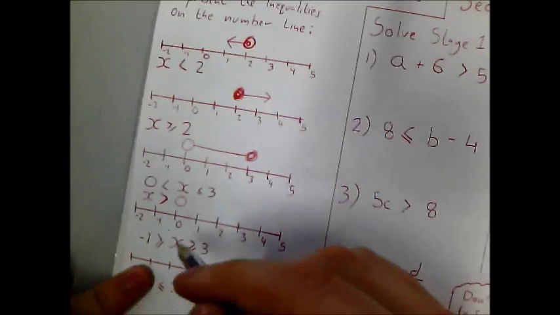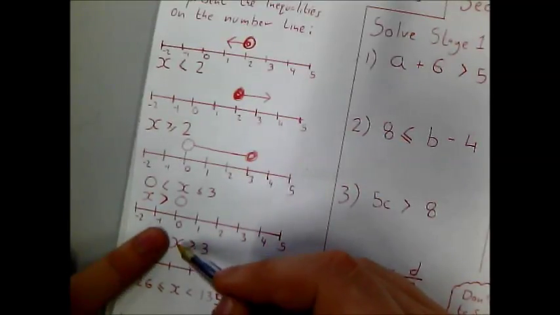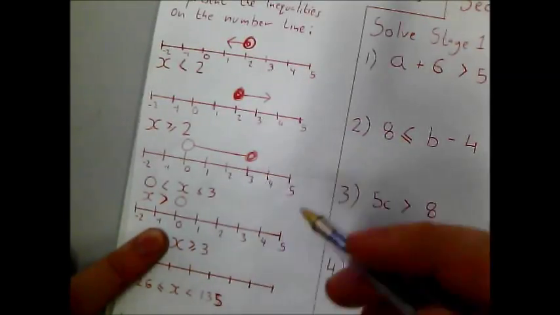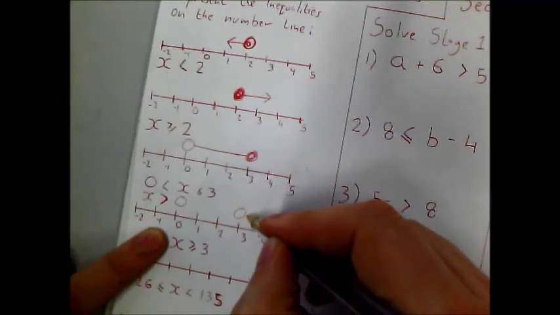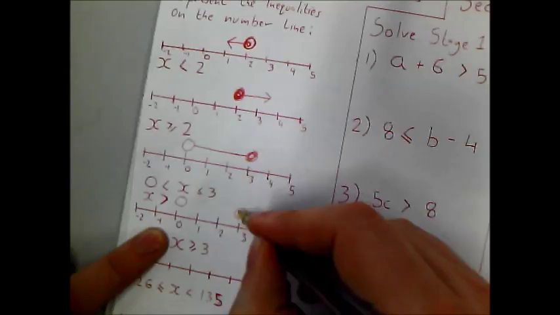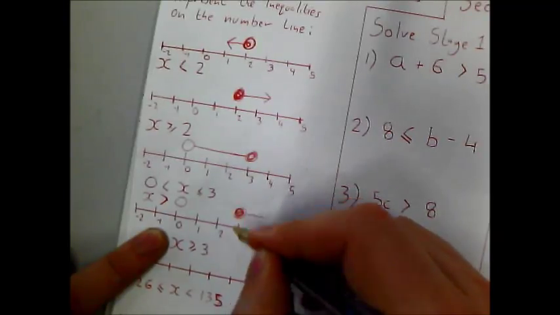Okay, next question. I have the same thing again. So here, x has to be bigger than or equal to 3. So I'm going to put a dot above the 3, and I want it to be bigger, but also equal to, so I'm going to put a coloured in dot there.